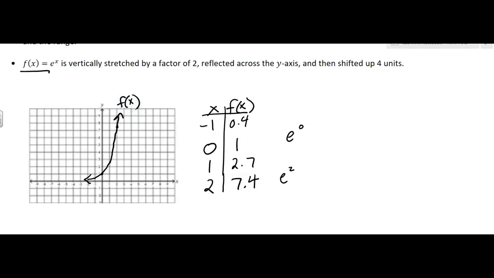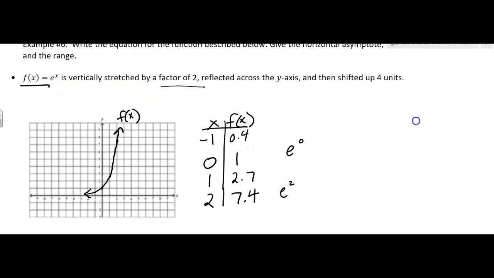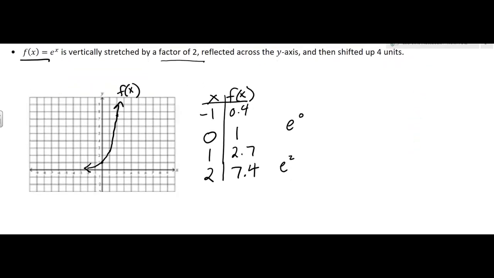Now what they want us to do, and we'll call it g of x, they want it to stretch by a factor of 2. Do I have to graph it? I don't think I have to graph it. Write the equation. Okay, so I could graph it, but I don't have to. And it's reflecting across the y-axis, and then it's shifted up 4 units. So let's take each part. If it's got a stretch factor of 2, then it's going to be multiplied by 2.